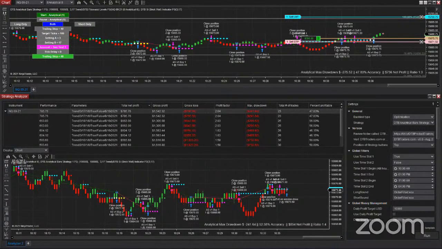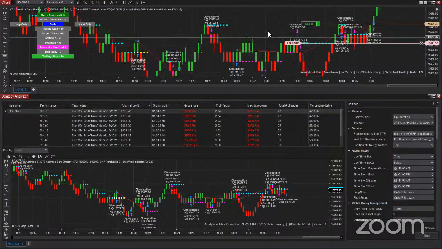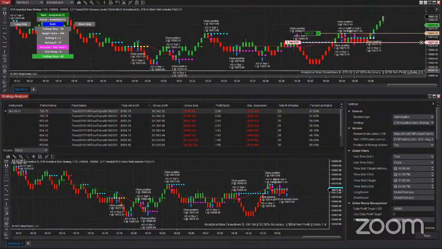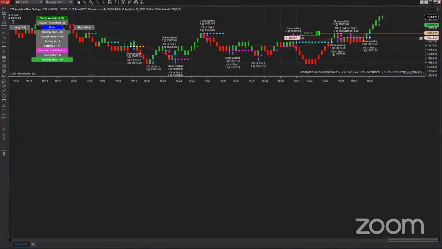I may even look at, I don't know if it's possible, but I may even look at adding a button to the strategy to say no more positions, or no more positions after the stop is hit. Maybe. I don't know if that's possible. I haven't done that before. I don't actually want to spend too much time on it. So I can look into that.